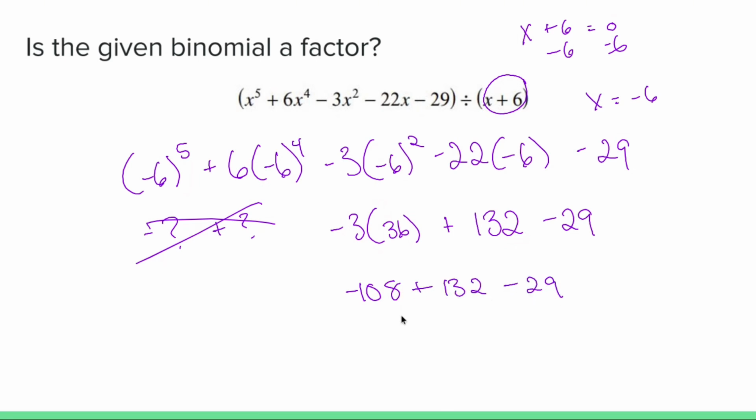I'm going to tell you right now, it's not looking good. 132 minus 108 is going to be 24. 24 minus 29 is -5. -5 is not equal to 0. So is the binomial a factor? The answer is a big fat no.